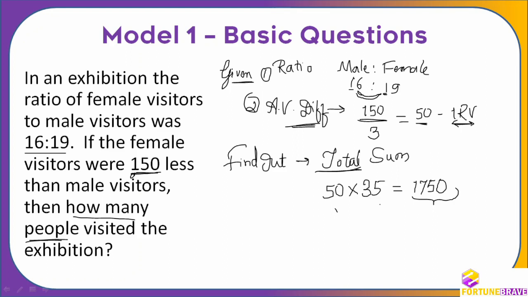Are you getting it now? This is the most important part: we divided the actual value, which was the difference, by the ratio value and found 1 RV, that is 1 ratio value, and then we multiplied it with whatever they asked. They asked for the sum, so we multiply with the ratio sum. Ratio sum is 35. RS means ratio sum. Previously they had given the difference, so we divided it by the difference in ratio value. Same way.